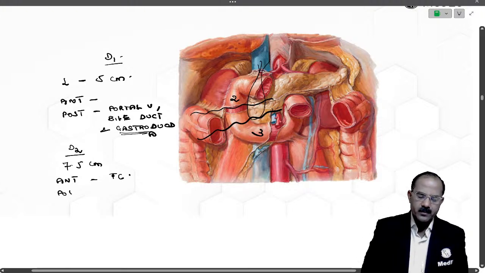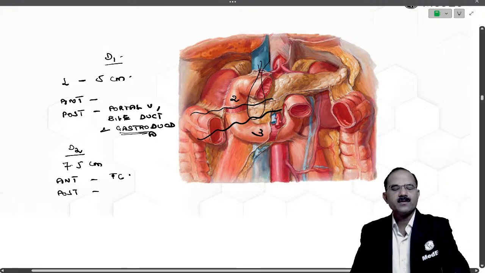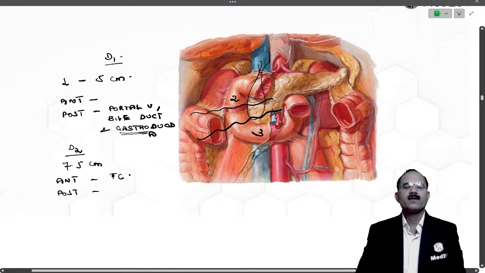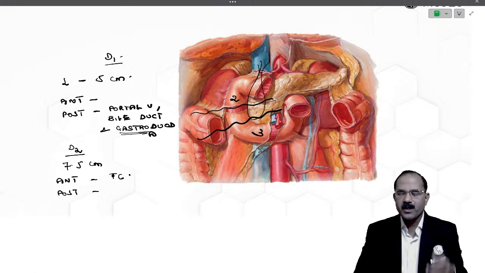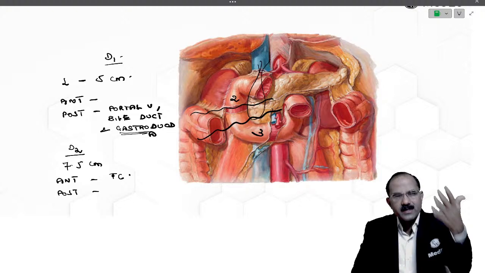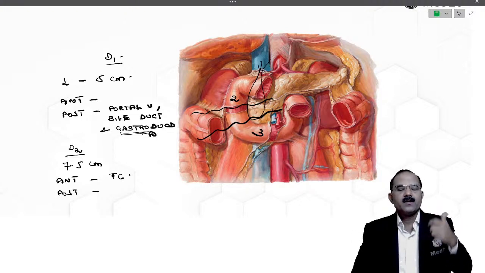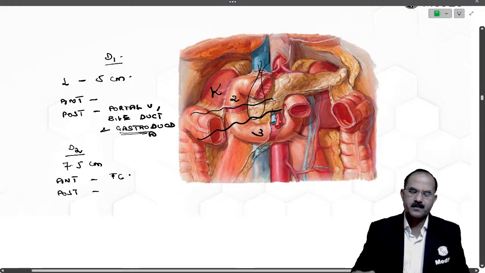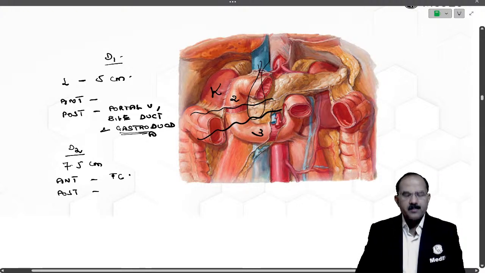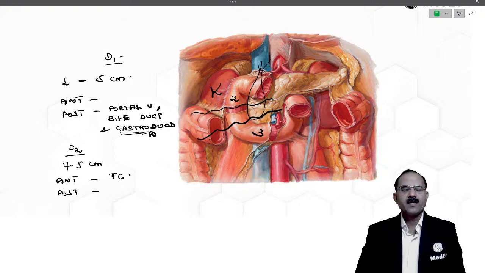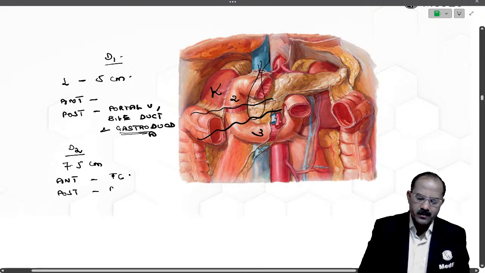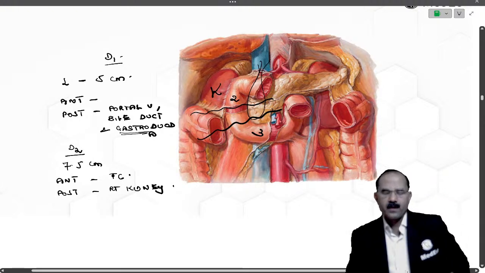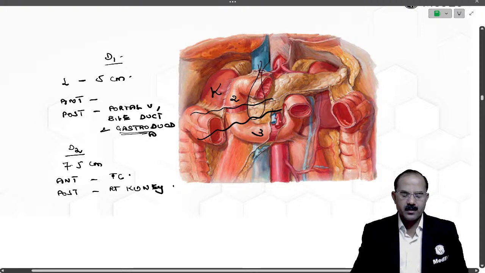And what is the posterior relation of the second part of duodenum? Just see the slide and try to revise from the slides. The second part of the duodenum is lying on what? Who's this behind? It is not the IVC. The second part of the duodenum is lying on the right kidney. A small part of IVC is there, but mainly it is the right kidney. Right kidney.